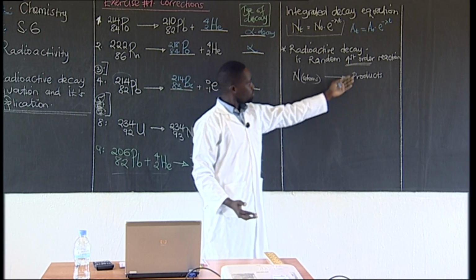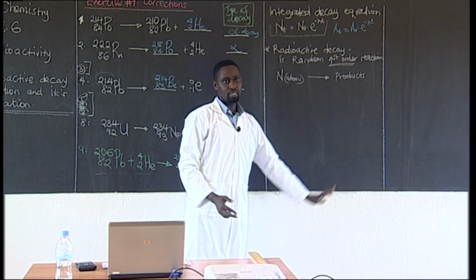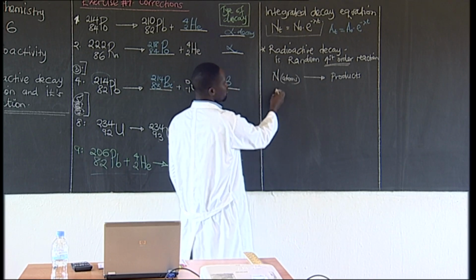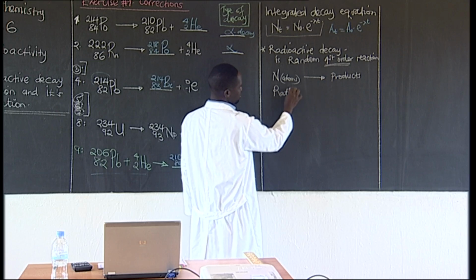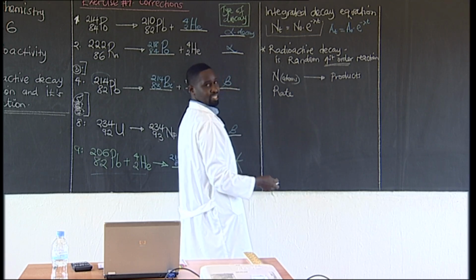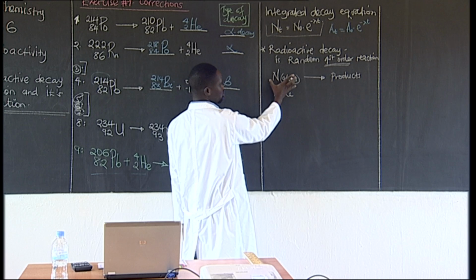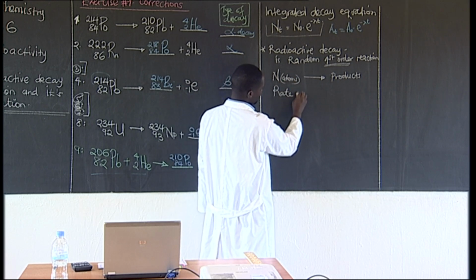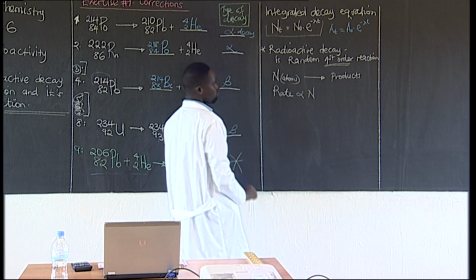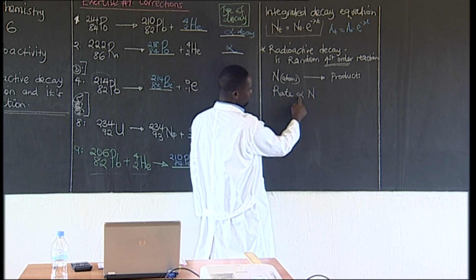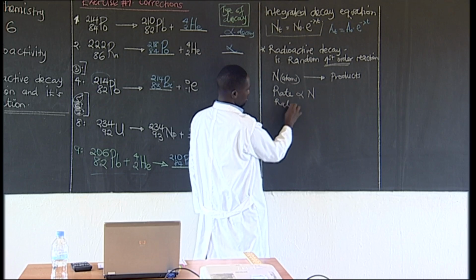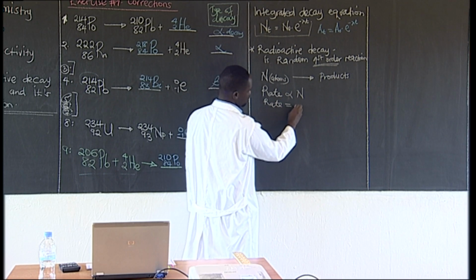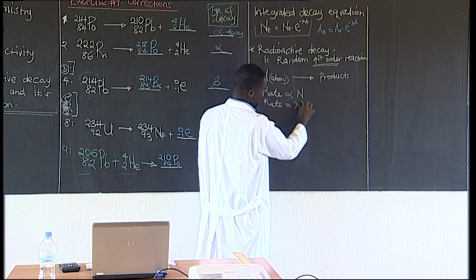Again, when you're looking at orders of reaction, the product doesn't really take much of our focus. So if we're having this, then we determine the rate. The rate, remember, for the first order is directly proportional to the concentration, to the amount you're having. So in this case, rate will be directly proportional to the number of atoms I'm having. For me to remove the proportionality sign, I will say rate is equal to lambda N.